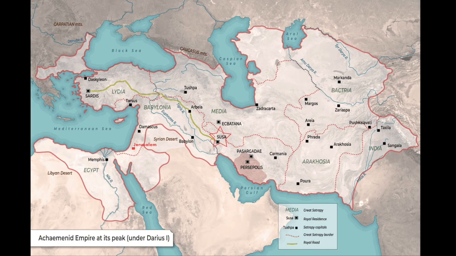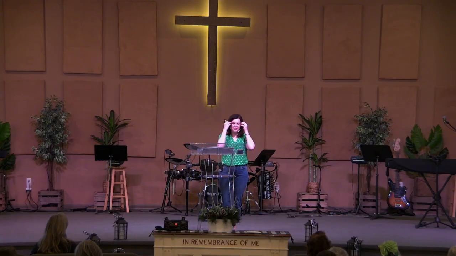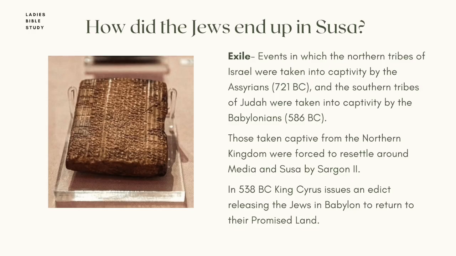So here's our question. How did the Jews end up in Susa? Well, we talked about the exile that happened and the events that happened to the northern tribe of Israel. This always gets confusing to me because I tend to think of the people of Israel as one people. So we have to think of the northern kingdom as Israel. The northern tribes of Israel were taken into captivity, as we said, by the Assyrians, and the southern tribe of Judah are taken into captivity a little later on by the Babylonians.